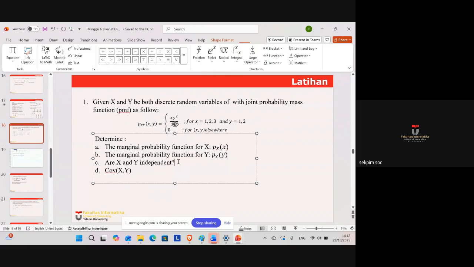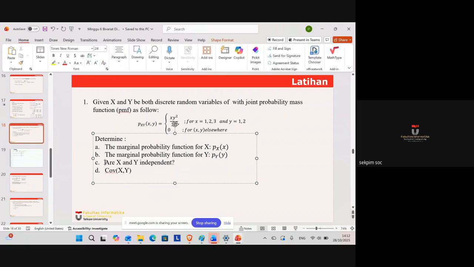Okay. And we also need to check whether x and y are independent and also calculate the covariance between the two random variables.